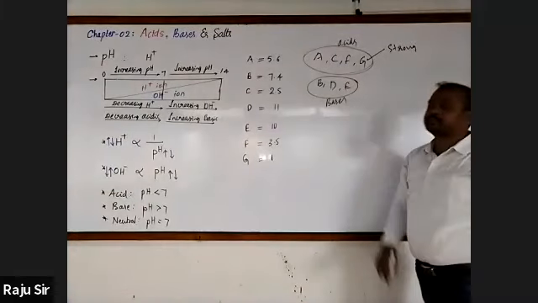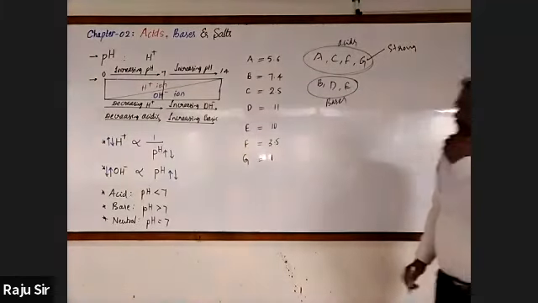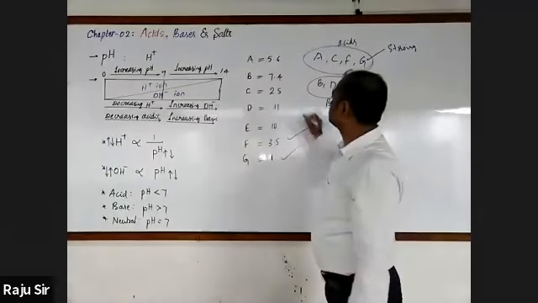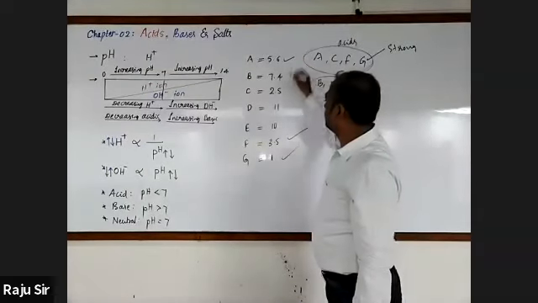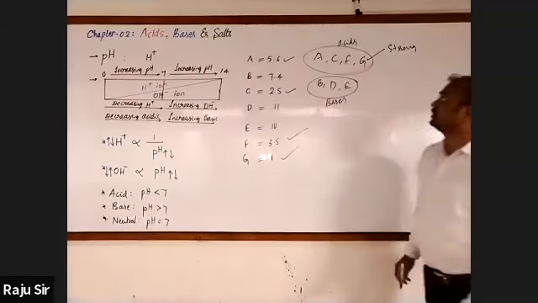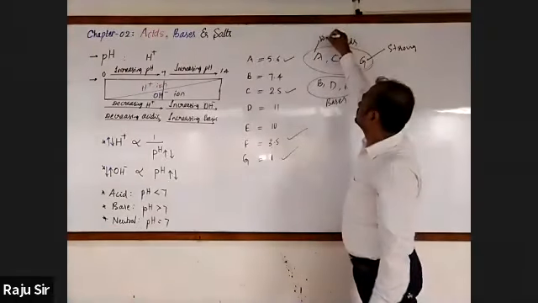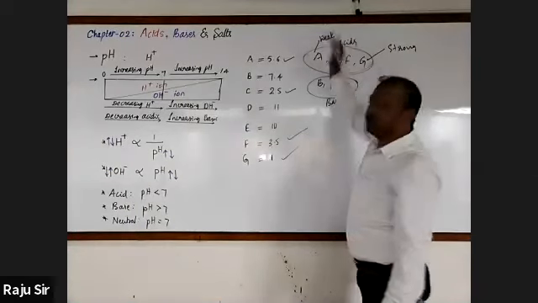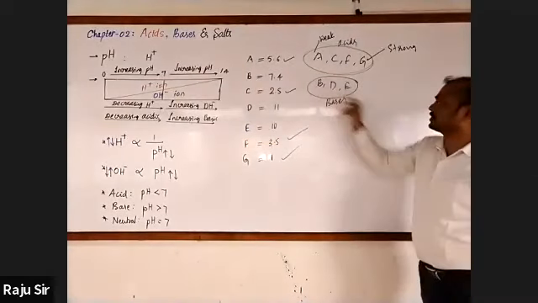Then which is weak acid? A, 5.6. A is the weak acid. Similarly, now come across the bases.